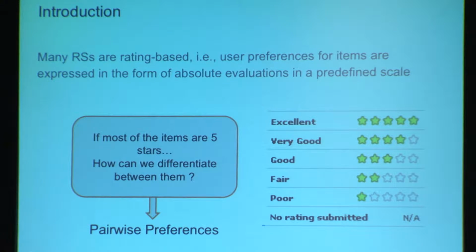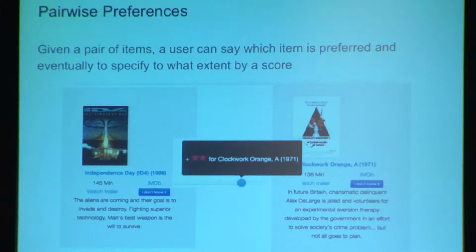What exactly is a pairwise preference? Given a pair of items, a user can say which item he prefers and to what extent by a score. You can see here a particular user is trying to say that he likes Clockwork Orange 2 times better than Independence Day, and another user might say the other way around. So in this work, we use such kind of pairwise preferences to build recommender systems.